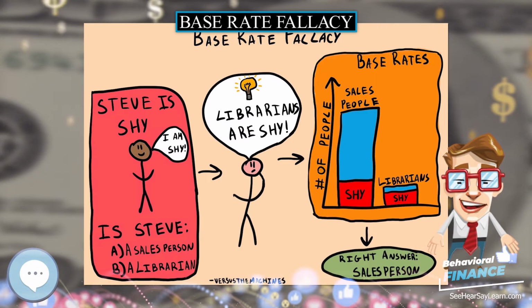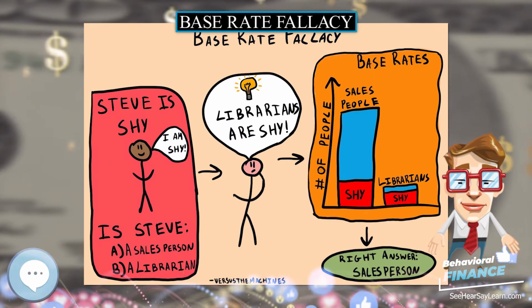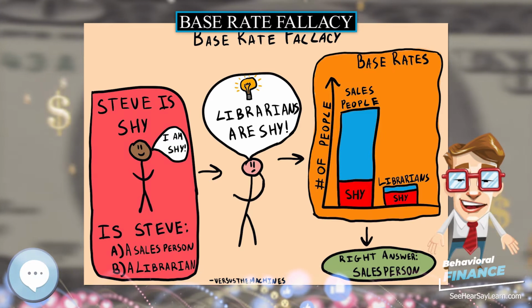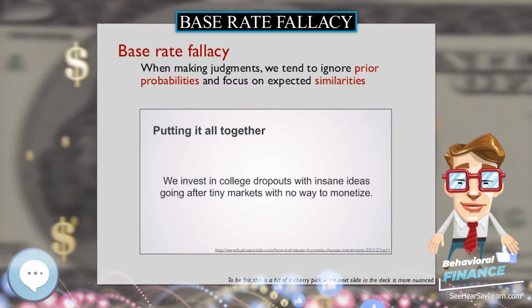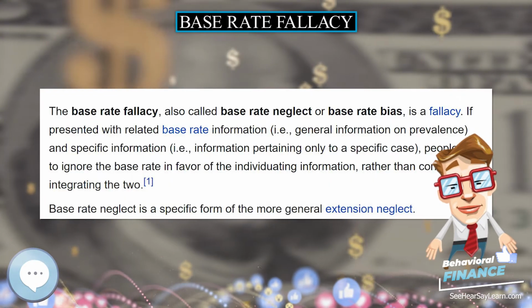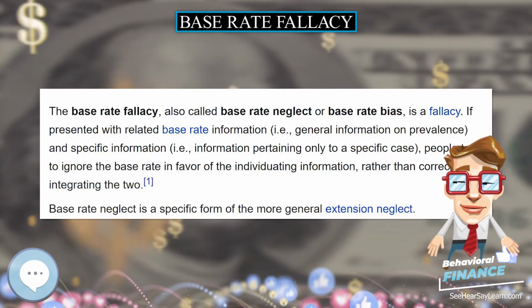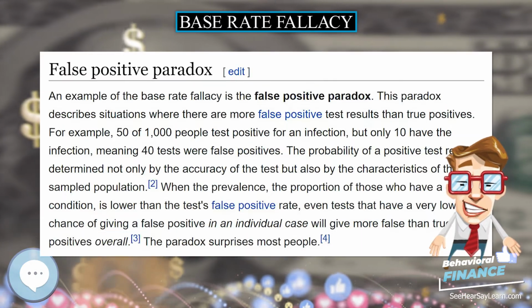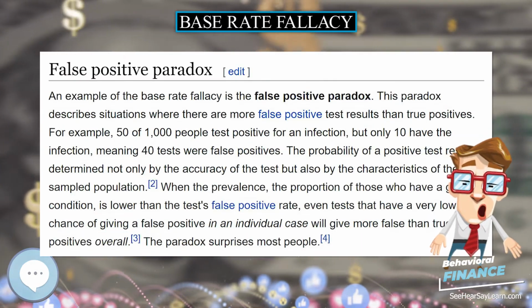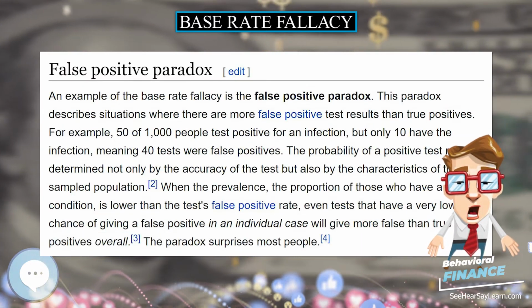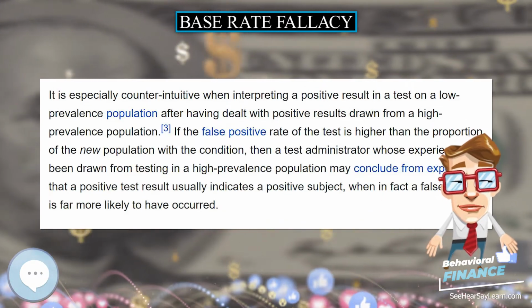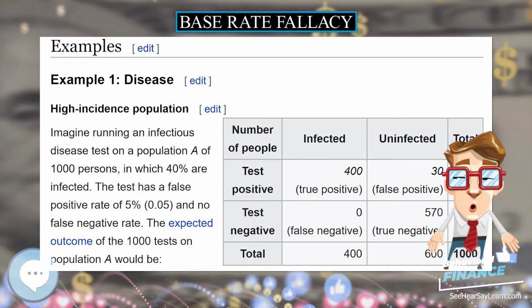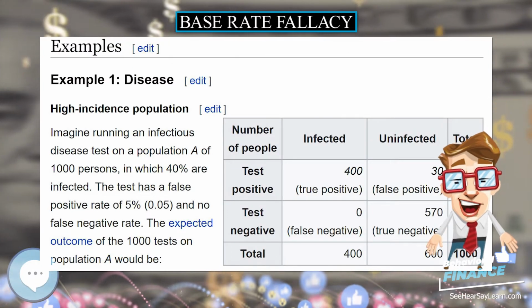Low incidence population. Now consider the same test applied to population B, in which only 2% is infected. The expected outcome of 1,000 tests on population B would be. In population B, only 20 of the 69 total people with a positive test result are actually infected. So, the probability of actually being infected after one is told that one is infected is only 29%, 20 plus 49, for a test that otherwise appears to be 95% accurate.